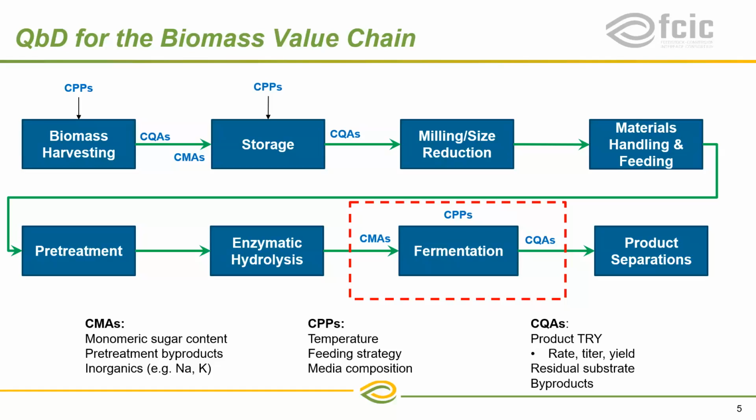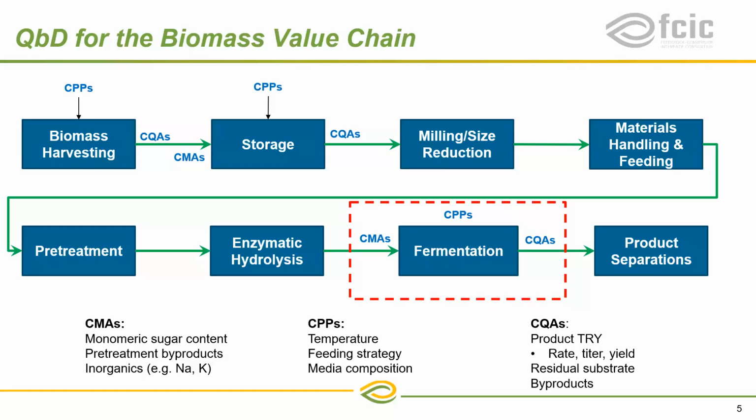It has critical material attributes, critical process parameters, critical quality attributes. The CMAs, if you will, for the fermentation step might include the monomeric sugar contents, the presence and concentration of pretreatment byproducts that showed up during the chemical deconstruction step called pretreatment. It would also include the inorganics that may have been introduced to the system, either intrinsic from the biomass or from the harvest, storage, transport process. That fermentation is going to be operated at a specific temperature with a specific feeding strategy, with a specific reactor design, and using a media composition that's fixed. Those would be the critical process parameters.